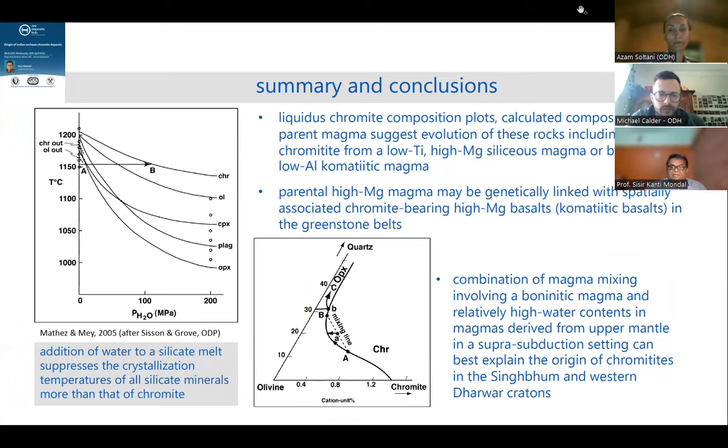And a combination of magma mixing involving the high magnesium magma, boninitic magma, and relatively high water contents in magmas derived from the upper mantle in a supra-subduction setting can best explain the origin of chromitites in the Singhbhum and Western Dharwar Cratons.